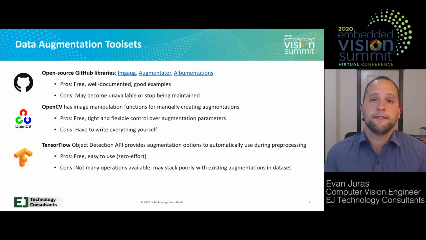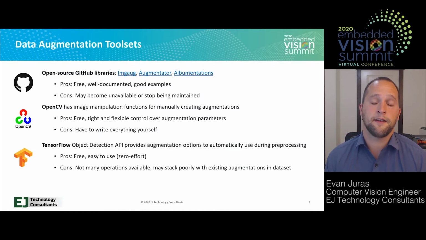There's a large variety of tool sets available for doing data augmentation. I'll go over a few of them and talk about the pros and cons for each of them. The first option I'll go over are these open source GitHub libraries that are available. Some examples are Imgaug, Augmentor, and Albumentations.